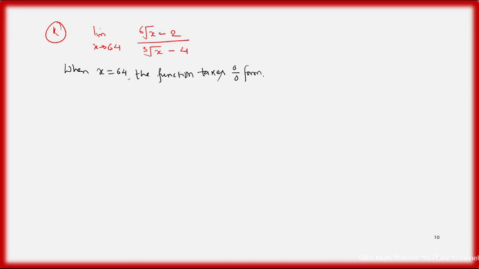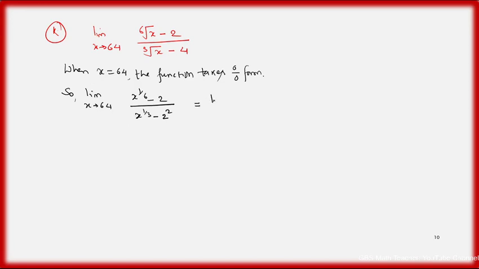Okay, 6th root of 64 is 2, and cube root of 64 is 4. So, limit x tends to 64, (x to the power 1/6 minus 2) over (x to the power 1/3 minus 2 square). I have proceeded in this way.